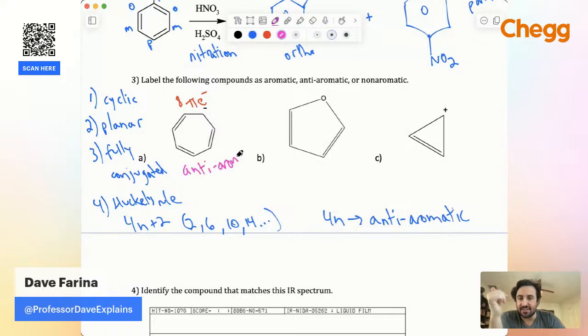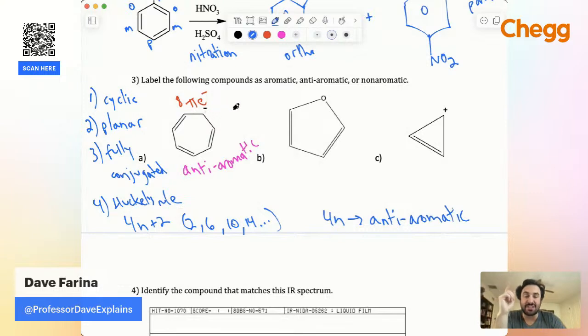So this is a specifically destabilizing situation, whereas aromaticity is stabilizing, brings the system to a lower energy. Anti-aromaticity brings the system to a higher energy. It is destabilizing. So that anion there makes it anti-aromatic. If there was no formal charge there at all, if this was just a neutral carbon, then it would be non-aromatic because it would not be fully conjugated. This carbon would not be participating in resonance. There'd be no pi electron density getting to that carbon, so it would be non-aromatic.